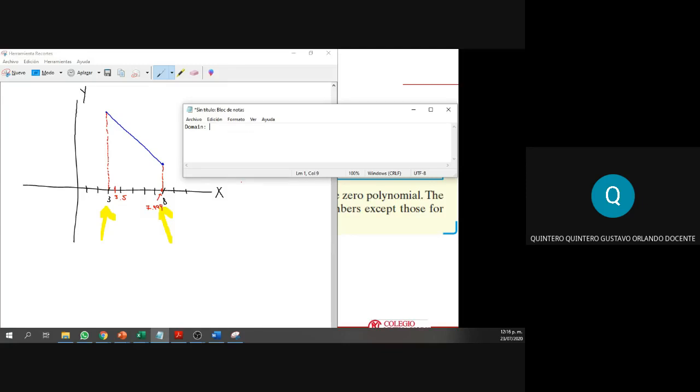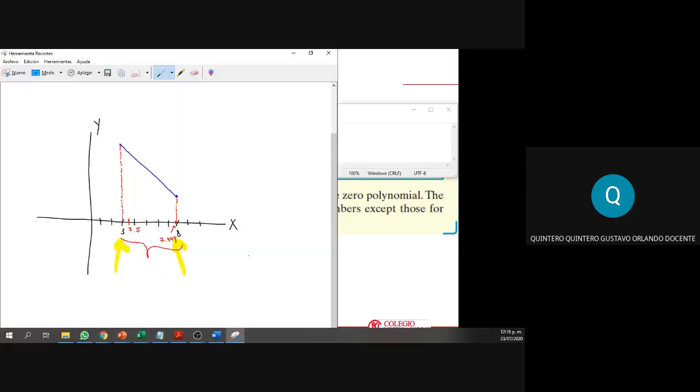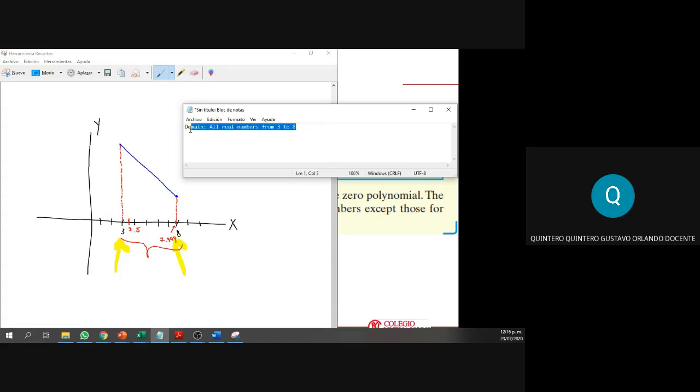So how do we say that the domain is every single number from the 3 to the 8? How do we say that? Well, we just say it like that: domain, all real numbers from 3 to 8. And that is it. We did it. That is the domain, guys. Look at that. Domain, all real numbers, again, un momentico en español.